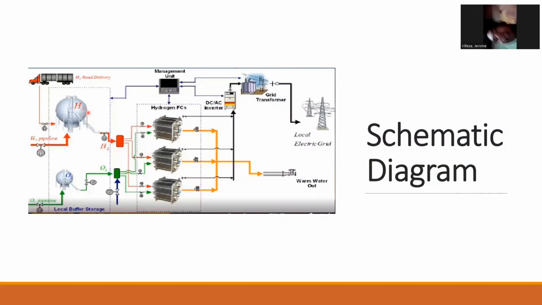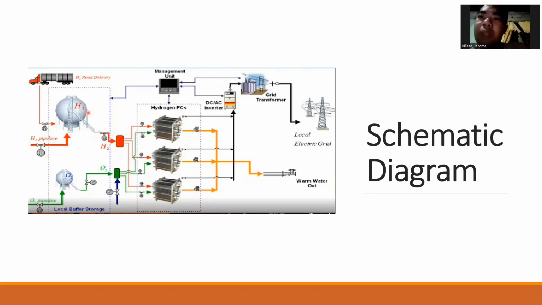So ito yung schematic diagram. Kaya nakikita natin is yung H2 is papasok through pipeline, which is nag-supply mula dito sa delivery. And then yung H2 is magta-travel siya papunta ron sa hydrogen FCs. Mag-spread siya ron. Same with the oxygen. Pupunta siya dito sa isang container, then magta-travel din siya and i-spread niya sa hydrogen.